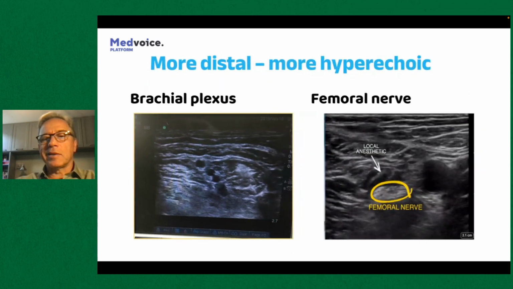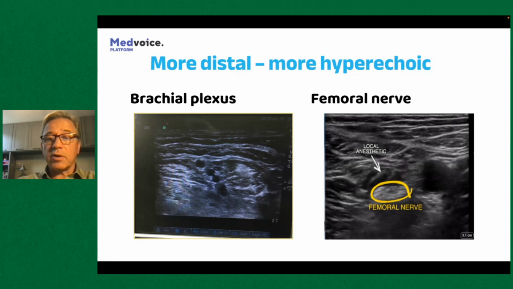As I said before, an interesting observation is that the further away the nerves are from the center, the more white, the more hyperechoic they become. Compare a brachial plexus block. Here they are, black dots, looking like vessels with rims around them, compared to the femoral nerve, which is all quite hyperechoic, hence looks white.